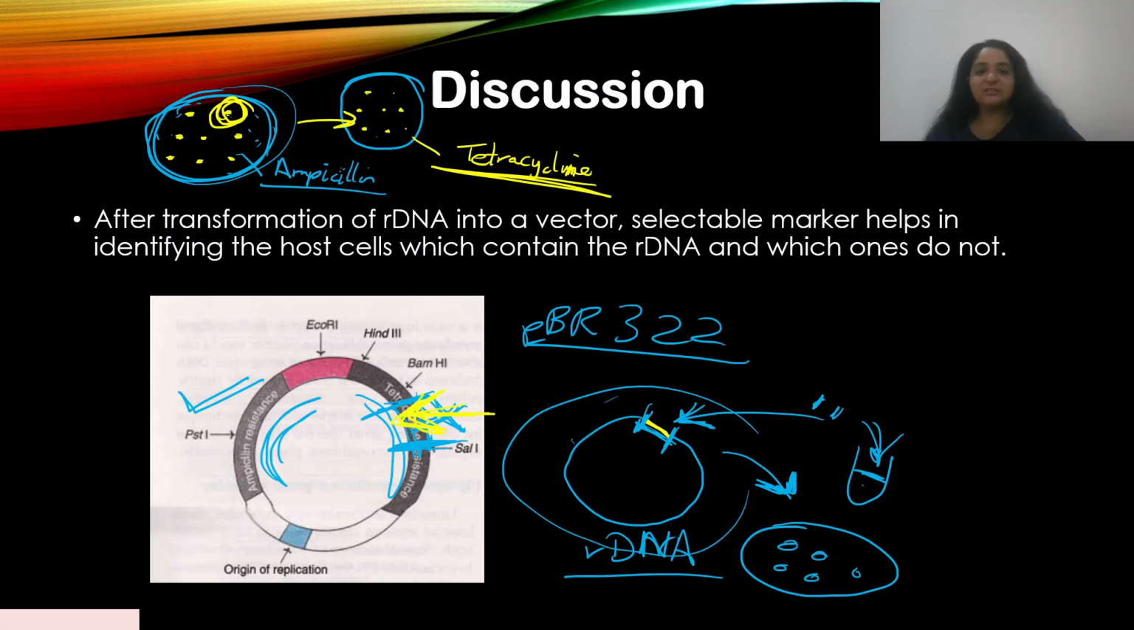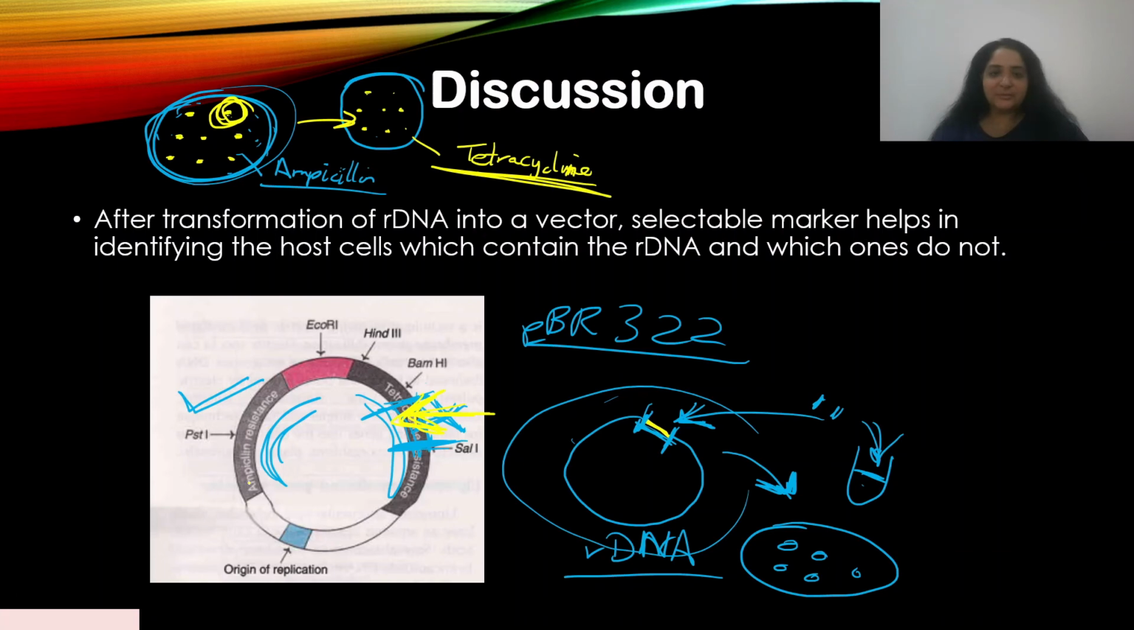That is why in a vector it is important to have a selectable marker. Again, this is all practical knowledge, but you have to learn this theoretically. That's how it's actually done in a lab, and that's how they are able to select transformants from non-transformants.